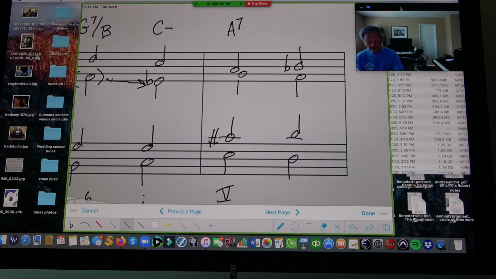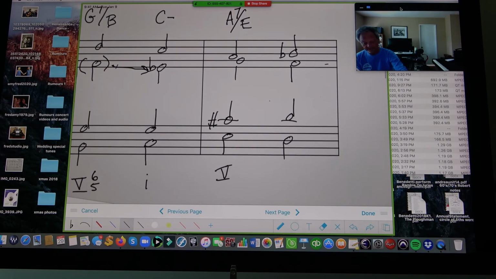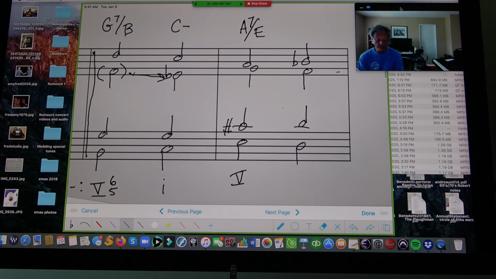But we have to figure out what the bass note is. The bass note is E. So what inversion is that? That is the 3rd inversion. Not 3rd inversion, excuse me, 2nd inversion. So that would be 5, 4, 3, because those are the numbers for a 2nd inversion chord.